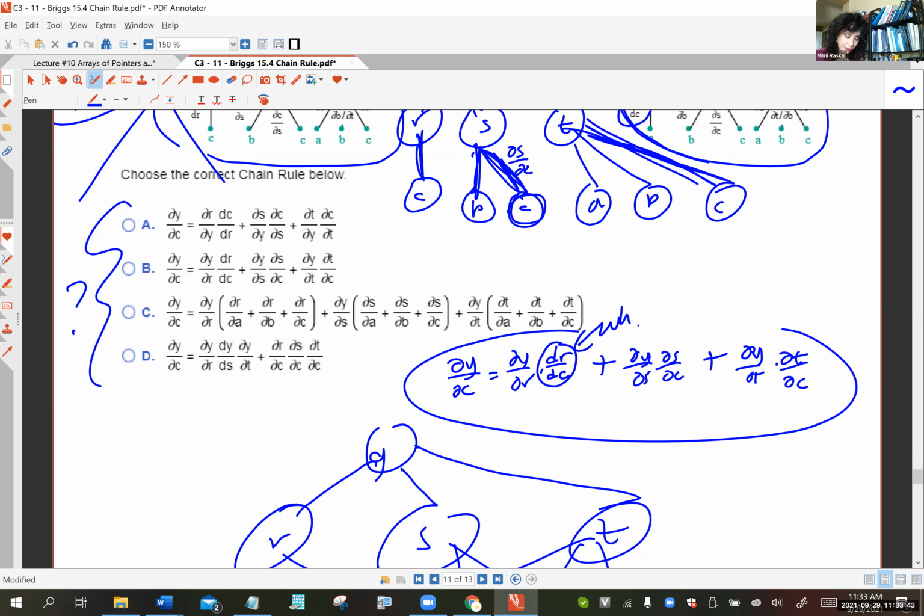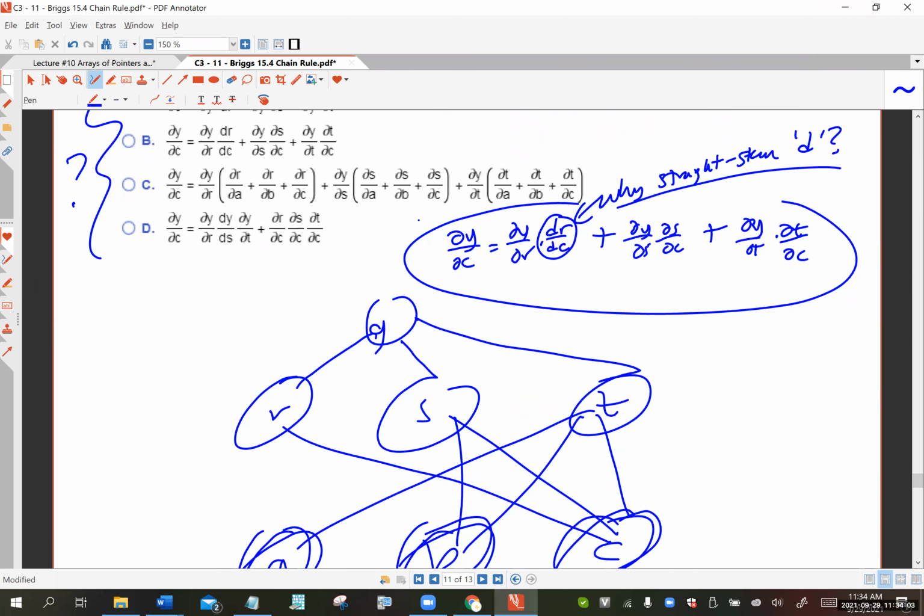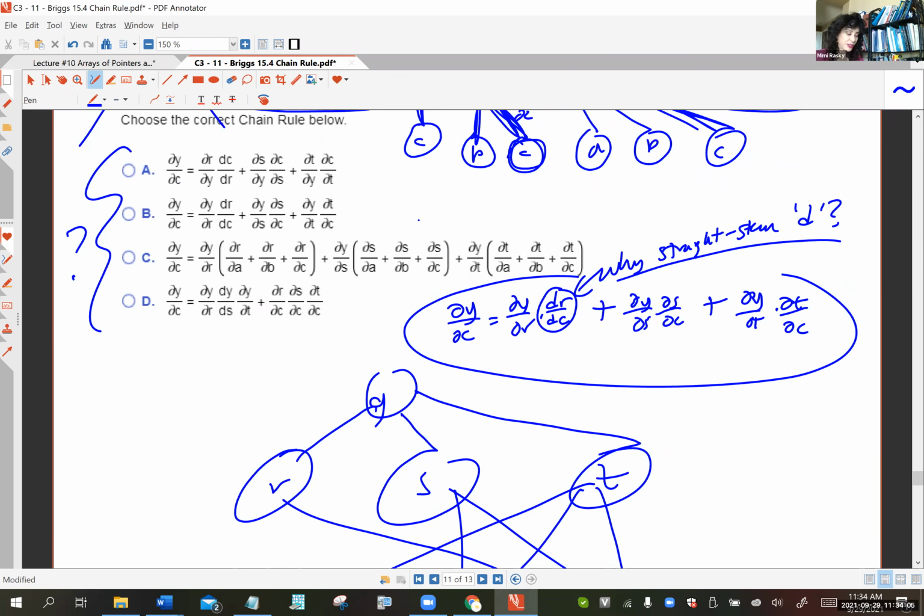Why straight stem? Anybody want to guess? I'm gonna go for it. I think it's B. Okay, B is correct. Congratulations. So notice dr dc is straight stem, and it should be.